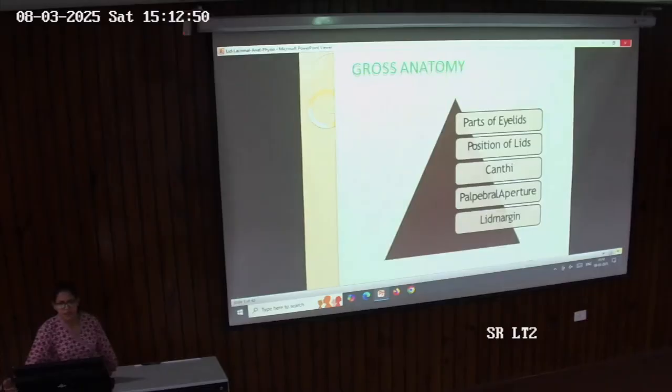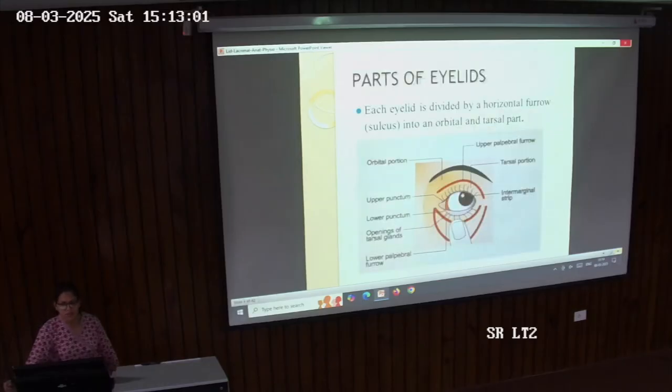So, gross anatomy of eyelid is, we will discuss about parts of eyelid, position of lids, canthi, palpebral aperture, and lid margin. So, grossly, each eyelid is divided by a horizontal furrow which is known as sulcus into two parts, orbital part and tarsal part. As you can see in this picture, the upper portion is the orbital portion and the lower one is the tarsal part.